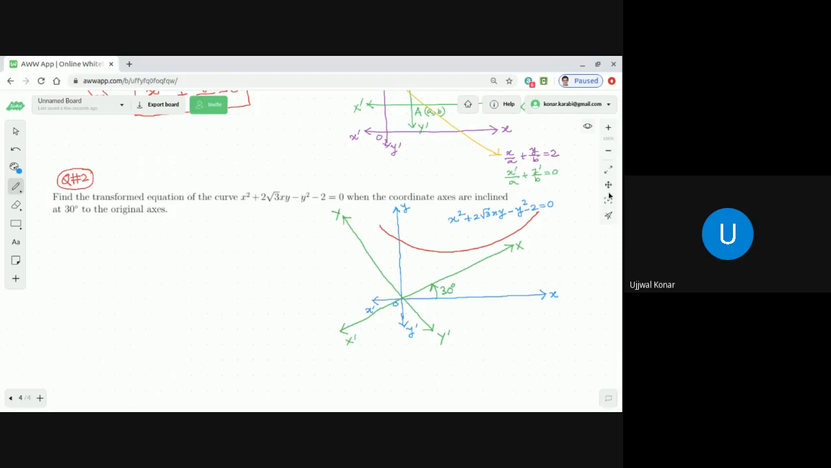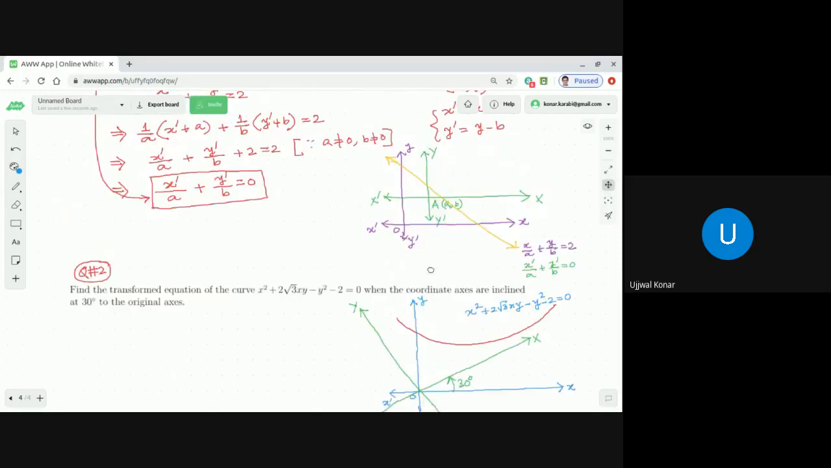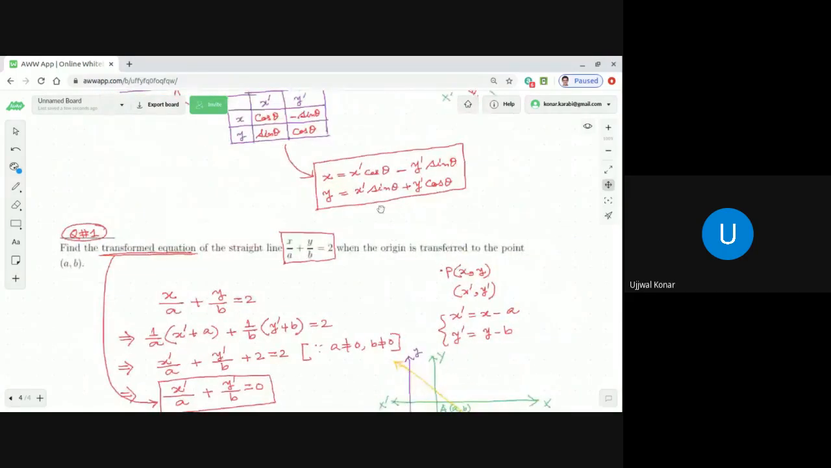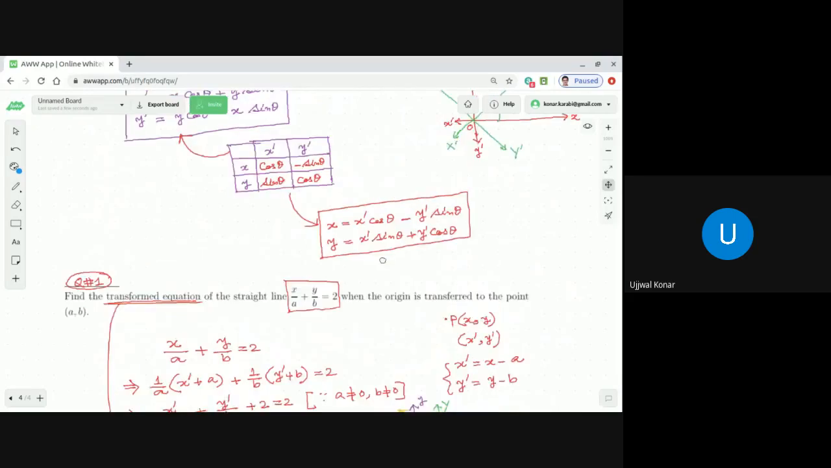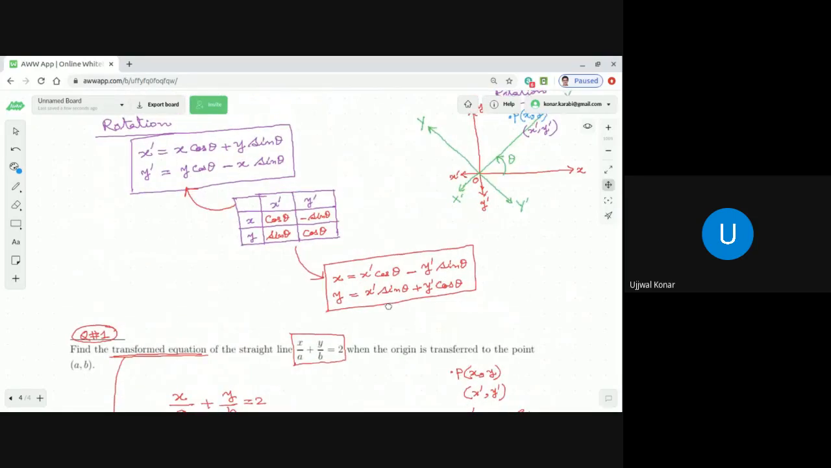Now, dear students, if you recall that formula, what is x dash? X dash is equal to x cos theta plus y sin theta, and y dash is equal to y cos theta minus x sin theta, as you see it here. But what we are going to do here, dear students, is find x and y in terms of x dash and y dash, and apply the value.